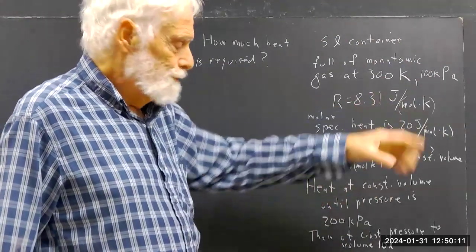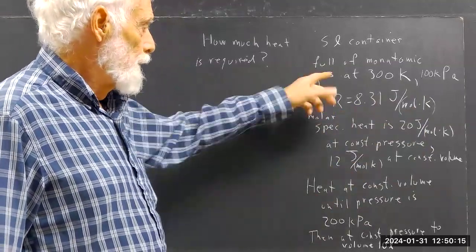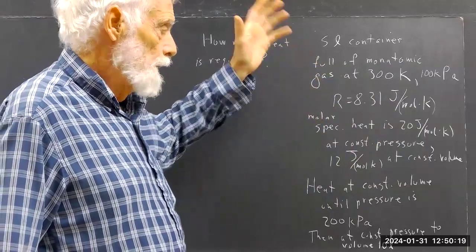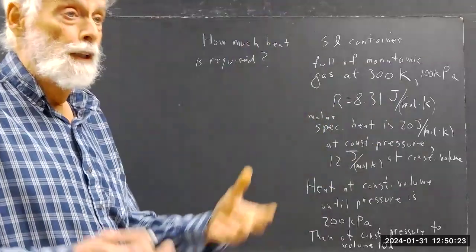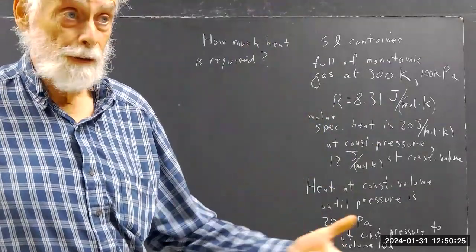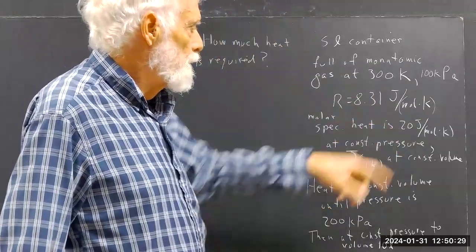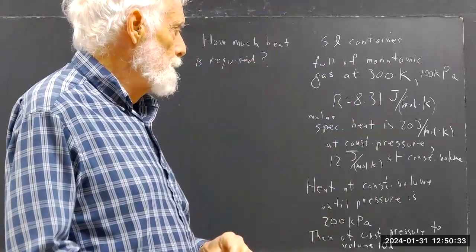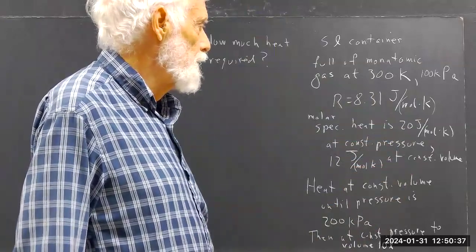And, you know, we get these two results for monatomic gas from kinetic theory, just balls bouncing around in a container. We developed most of that yesterday or Monday. So we get 20 joules per mole Kelvin here, 12 joules per mole Kelvin here, for the specific heat at constant pressure or at constant volume.